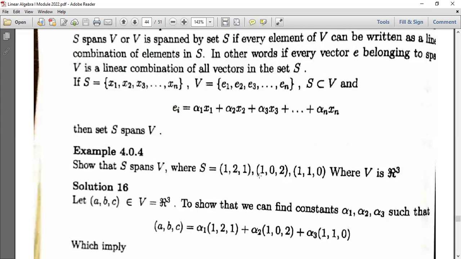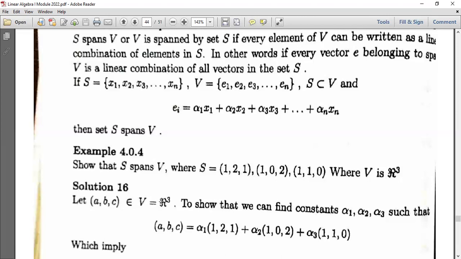What does it mean by this set spanning V? It means that every vector in V can be written as a linear combination of these elements here. Every vector in V can be written as a linear combination of these vectors here. Okay, we choose any vector. Let (a, b, c) be a vector in R3 or in V.